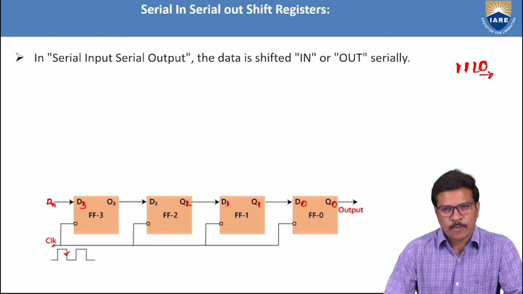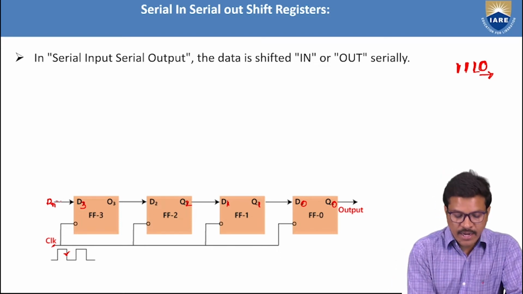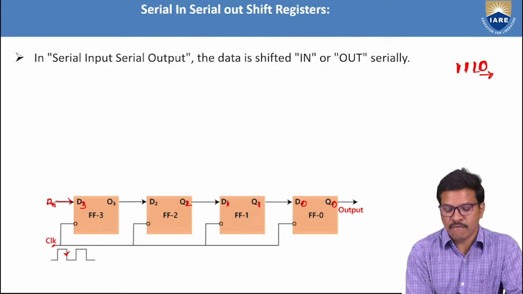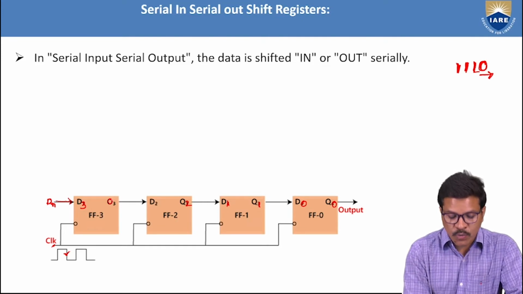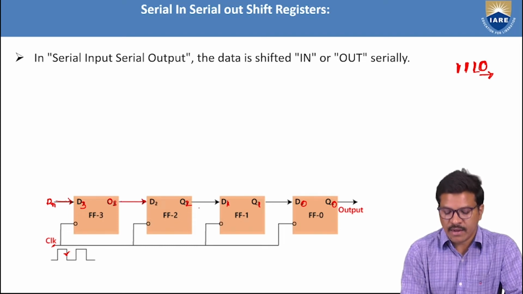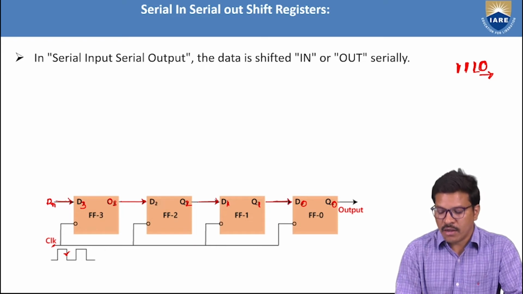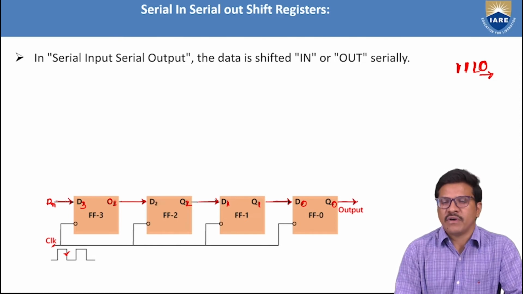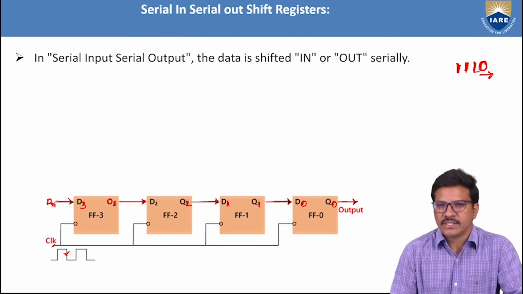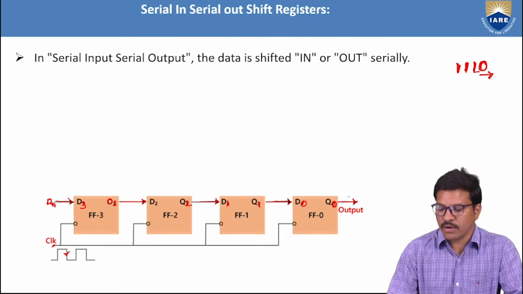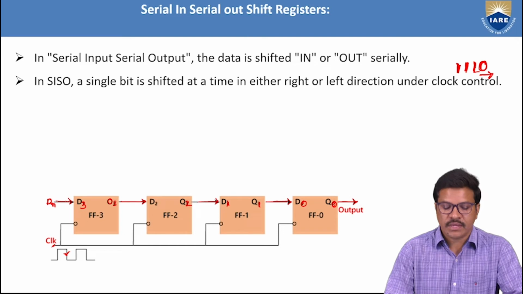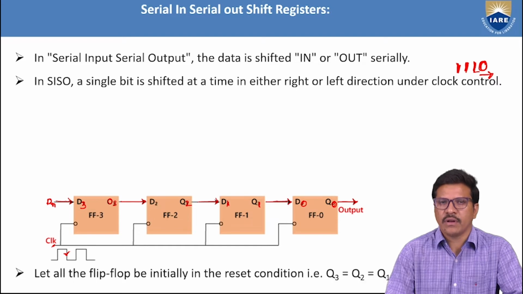In this serial input, serial output, we are providing the main data input at the D3 flip-flop, and the output of the D3 flip-flop, nothing but Q3, is fed to the input of the second. The output of the second is fed to the input of the first. The output of the first is fed to the input of the D0 flip-flop. And finally, we can fetch or collect the data serially at the last flip-flop output Q0. That is what we can see here: a single bit shifted at a time in either right or left direction under clock control.